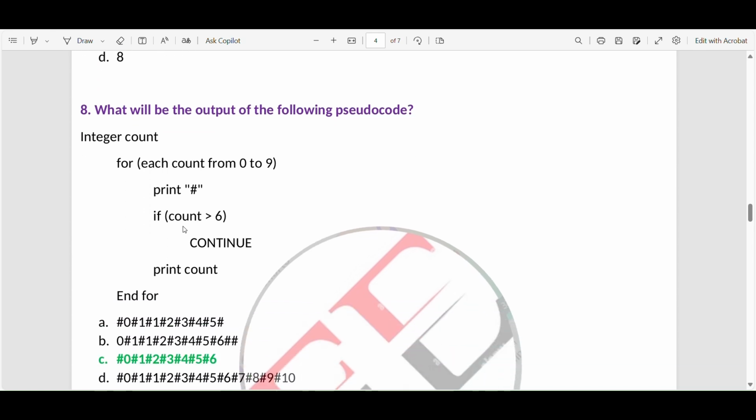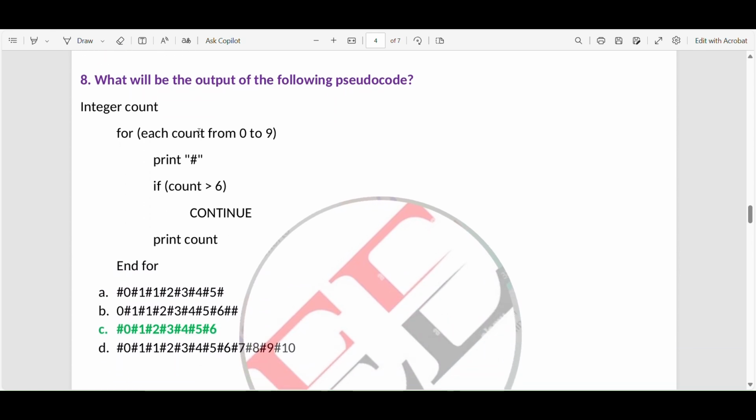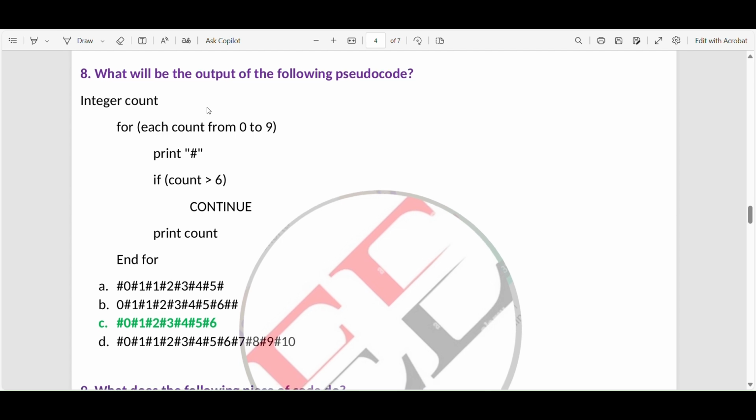And let's go to the next question, which is: what will be the output of this following pseudocode? Again, we are having a pseudocode and we need to find the output of that. And here we are having integer count. And for each count from 0 to 9, print hash. If count is greater than 6, continue, print count. Okay. That means, see, first we are having a for loop. So for count from 0 to 9 means count should run from 0 to 9.